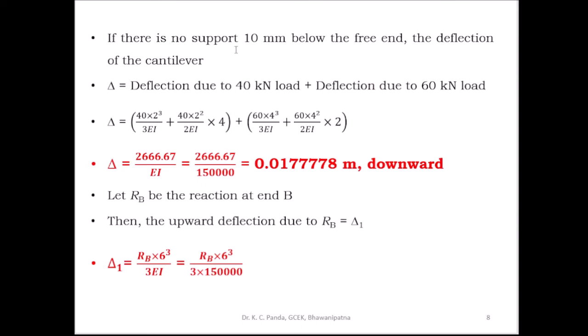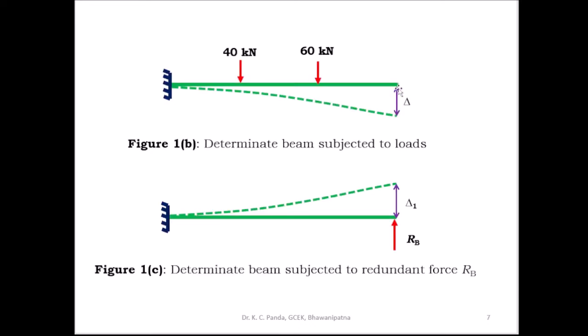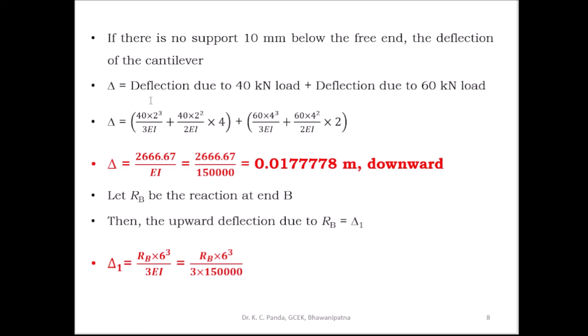If there is no support 10 mm below the free end, the deflection of the cantilever delta is equal to the deflection due to the 40 kilonewton load plus the deflection due to the 60 kilonewton load. So by removing the rigid support at the free end, you have to find out the deflection due to the 40 kilonewton load and due to the 60 kilonewton load.